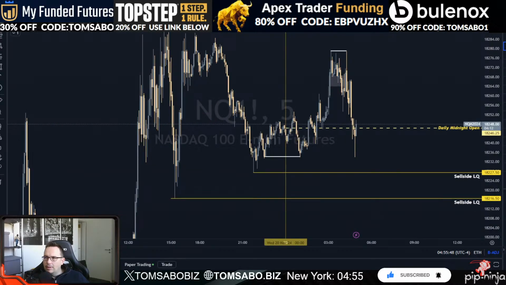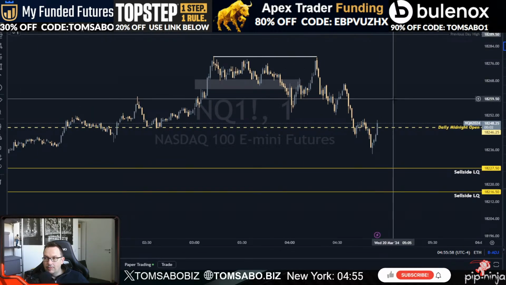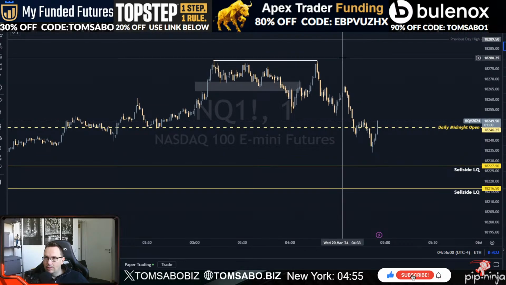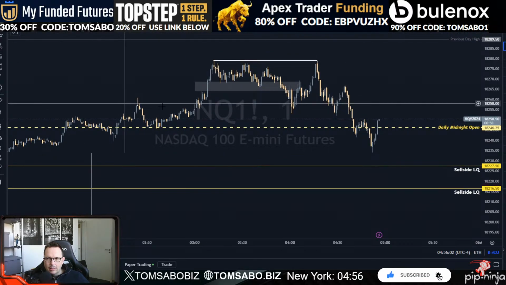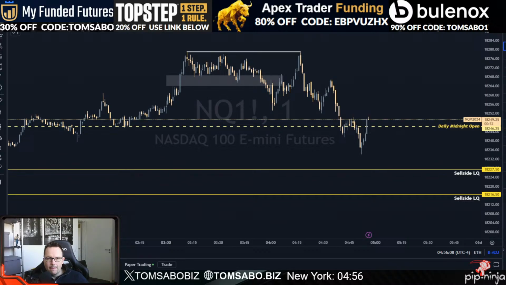Let's see the 5-minute. If there would be a displacement, I would have to consider a classic entry to go long and take out those highs. So far it's not happening that way, but it did tap into some liquidity up there.